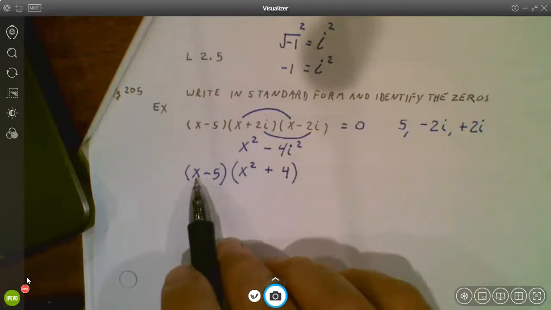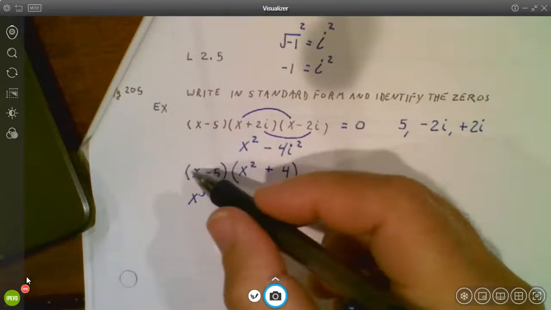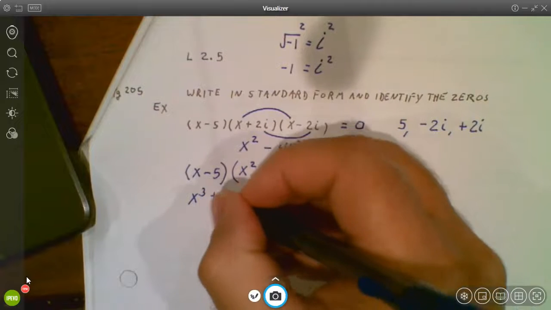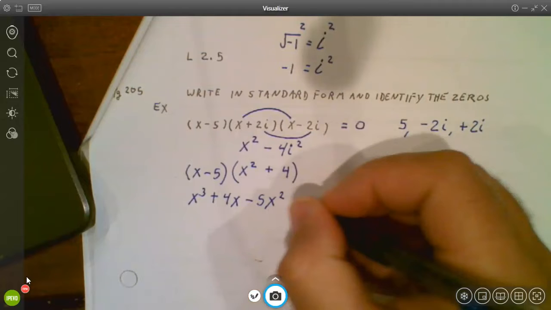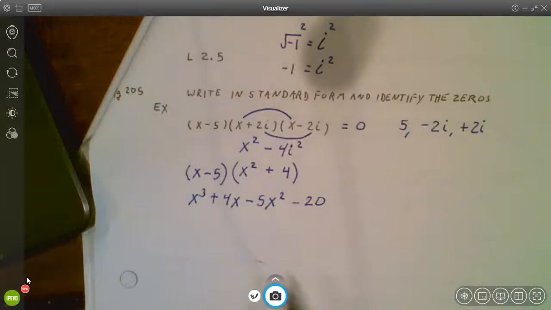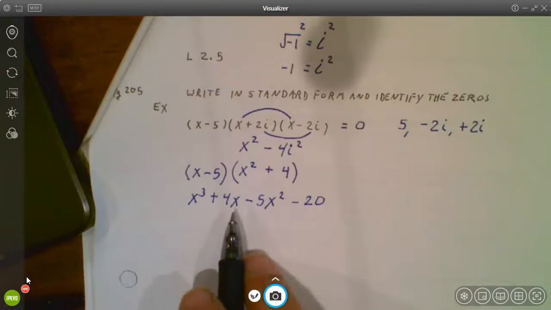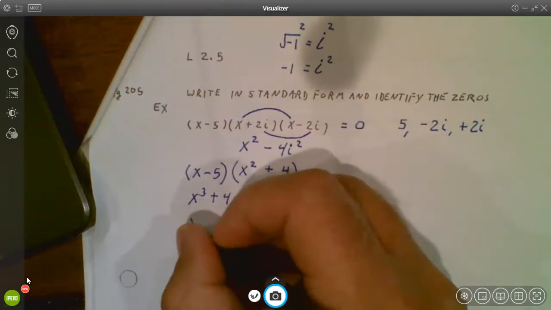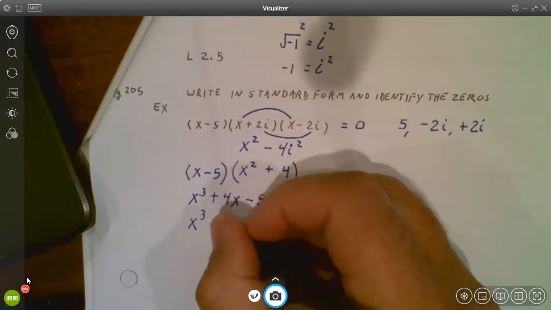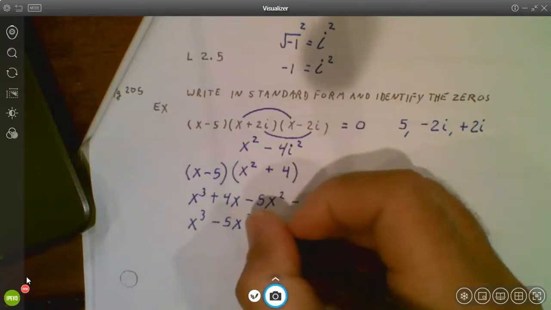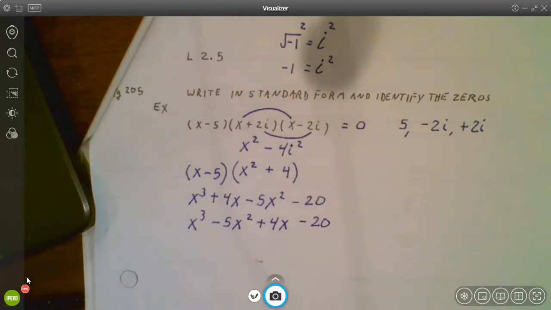All right, one more round of distributing. Distribute here, we got x to the third. Right here I got plus 4x, minus 5x squared, minus 20. So as you go through your distributing, obviously there's no common terms to combine, so that's going to be our answer. Of course, these guys can be switched. So standard form usually goes in descending order by exponent. Always put the constant at the end. So that would be the best way to write that answer.